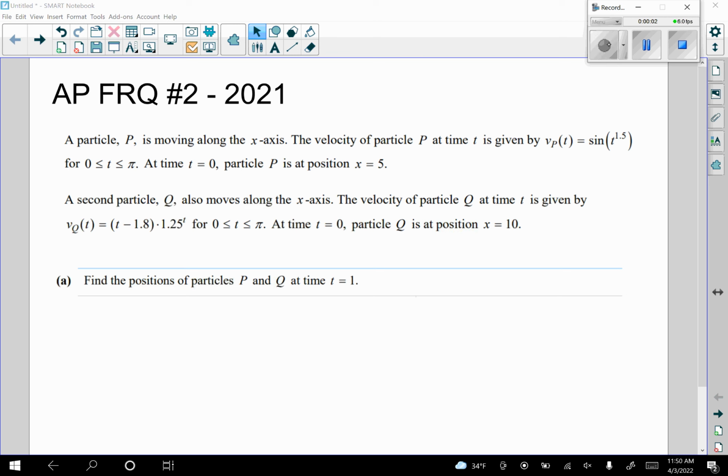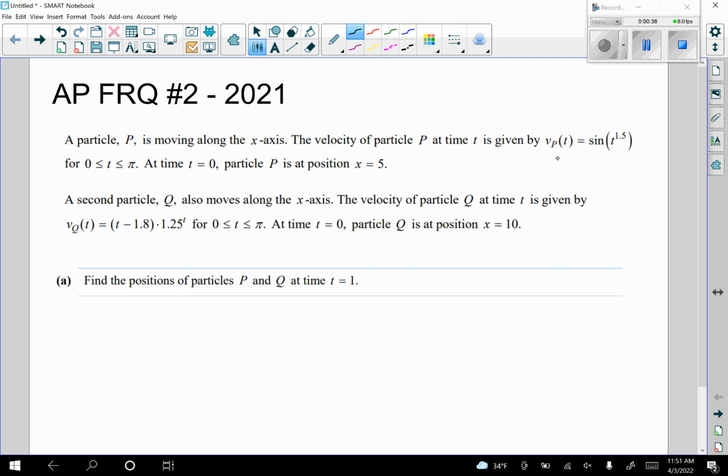Problem 2 from the AP free response questions packet that I gave you deals with some velocity functions, acceleration for one part, and then to start this off, we're looking at position functions to write out here. So the information given to us tells us that a particle P is moving along the x-axis. The velocity of particle P at time t is given by this function v sub p of t is equal to sine of t to the 1.5, from t going from 0 to pi inclusive. At time t equals 0, particle P is at position 5.